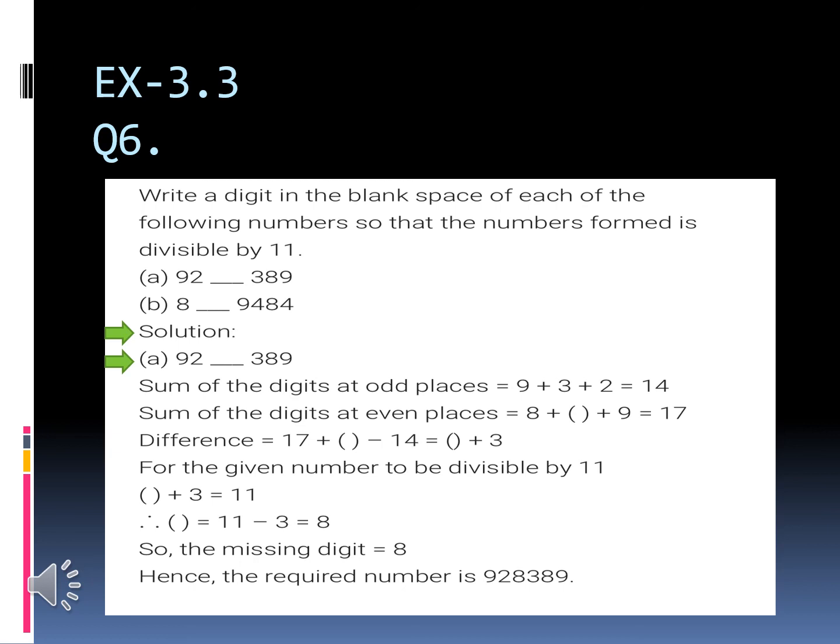Now for the given number to be divisible by 11, the difference should be either 0 or a multiple of 11, remember, right? In this case, when we have dash plus 3, it cannot be 0. The 0 case has gone, because when we have plus 3 with something, it is greater than 0. Now the next thing is it can be a multiple of 11. Something plus 3 can give you a multiple of 11, and the smallest multiple of 11 is the first multiple, that is 11. So dash plus 3 is equal to 11.